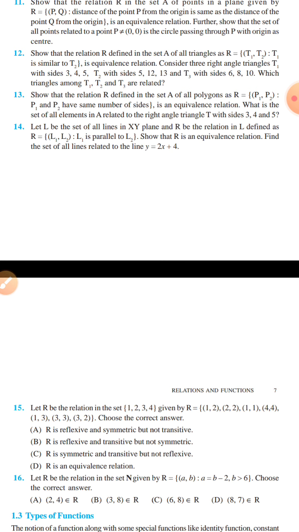15, and 16 from exercise 1.1. And this is also a very important question from the examination point of view. So, please see. First we shall discuss question number 14.